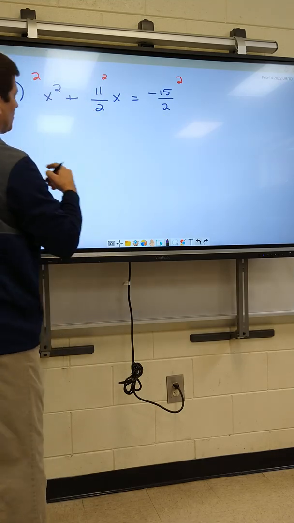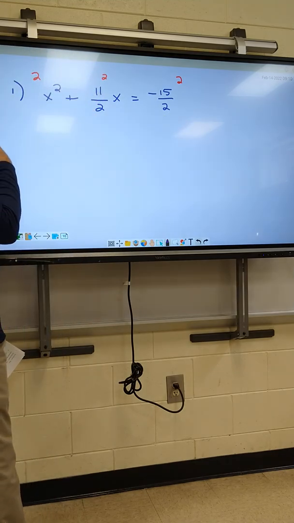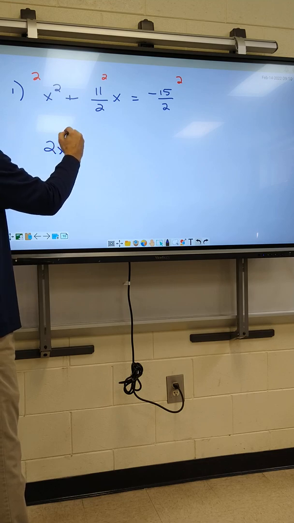Okay, does anything cancel out on the first fraction? Nope, so what do we do? 2 times x squared is 2x squared. You just bring it down.